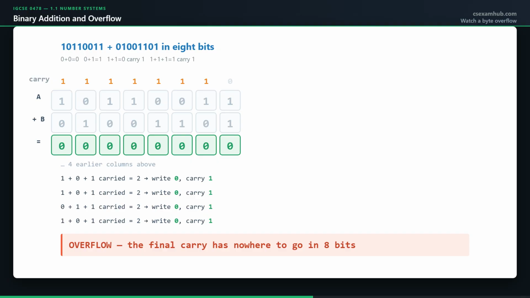Write 0, carry 1. And now the leftmost column, 1 plus 0 is 1, plus the carried 1 makes 2, so we write 0 and carry 1. But there is no 9th column to carry into. Every bit in our answer is 0, and the true answer, 256, has been lost completely. 179 plus 77 has produced 0.